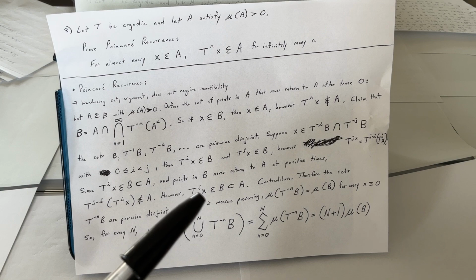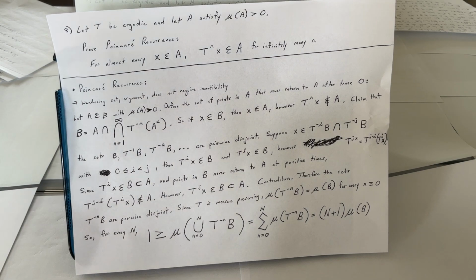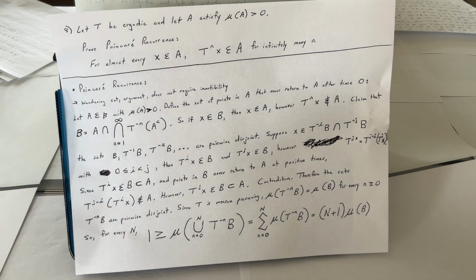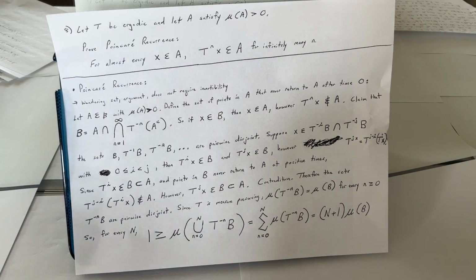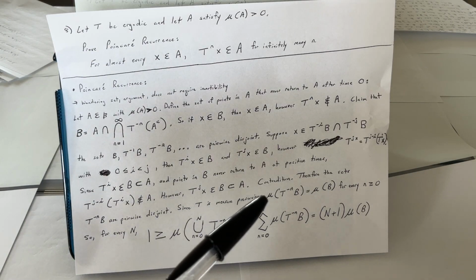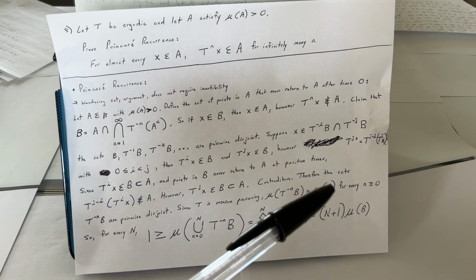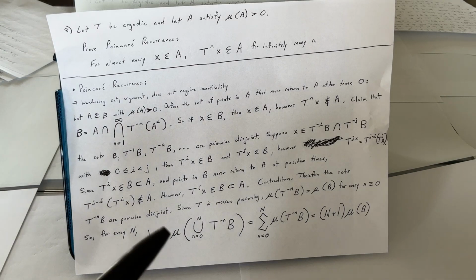However, T to the j x belongs to B. So we have a contradiction. Therefore, the sets T to the negative n B are pairwise disjoint. And since T is measure preserving, mu of T to the negative n B equals mu of B for n greater than or equal to 0. So for every n, we have the following.